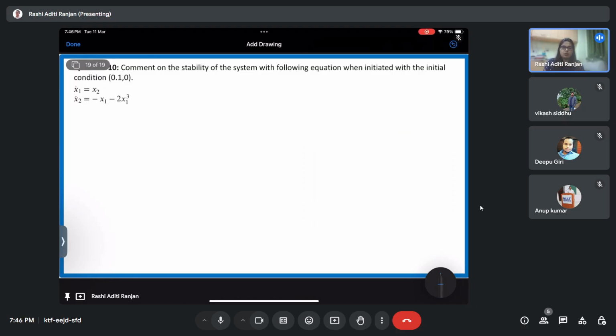See, if you look at the system, there is no damping present. And it is saying that if we perturb it with the initial condition 0.1 comma 0, which means that at t0, my x1 is going to have a value of 0.1 and x2 is going to have a value of 0. Okay, then what is going to happen?